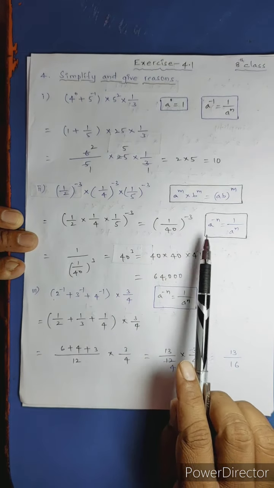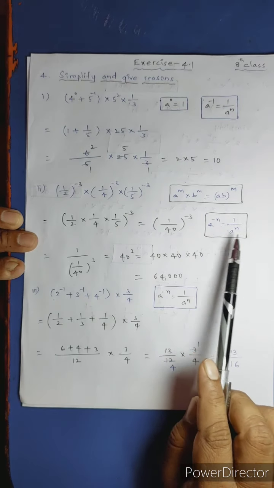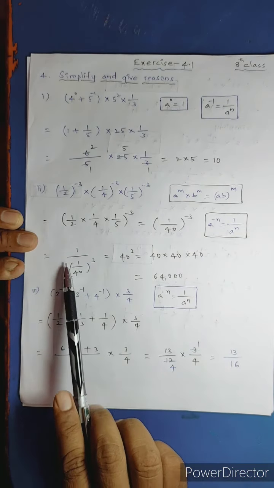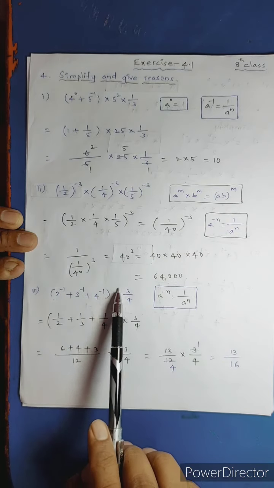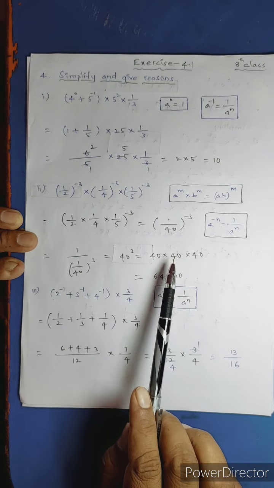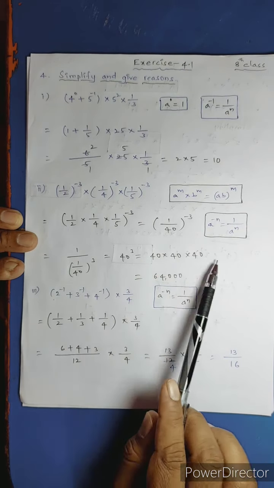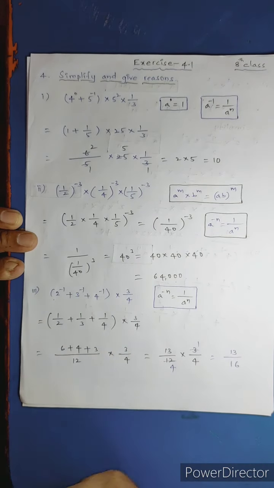This is in the form of a^-n equals 1 by a^n. So (1/40)^-3 changes to (40/1)^3, which is 40 cubed: 40 × 40 × 40. 4 4s are 16, 16 4s are 64, and these 3 zeros. 64,000, or 40 cubed, is the answer.